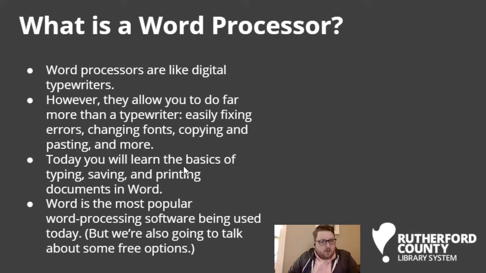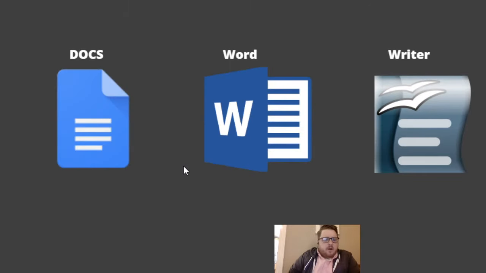Now, Microsoft Word is the most popular word processing software, but we're actually going to cover two more along with Word, because the two that we're going to cover are both free, and I think it's important that we talk about free products because not everybody has access to the paid Microsoft Word. So the three products that we're going to talk about today are Google Docs. We're going to talk about Microsoft Word, and we're going to talk about OpenOffice Writer.